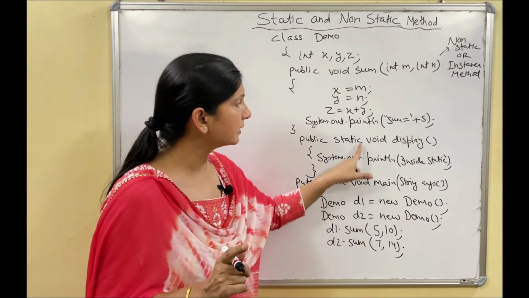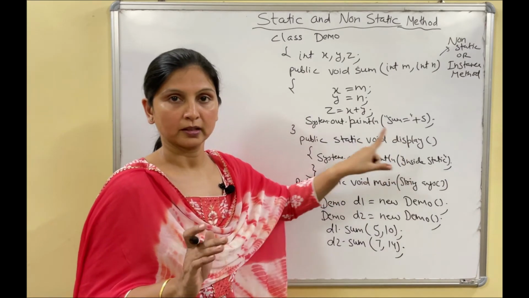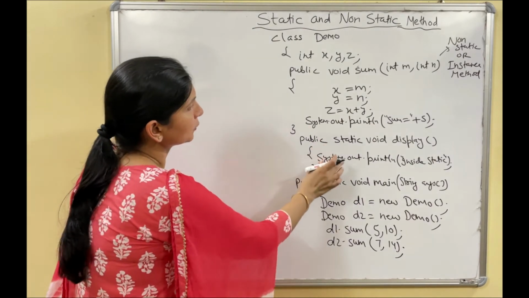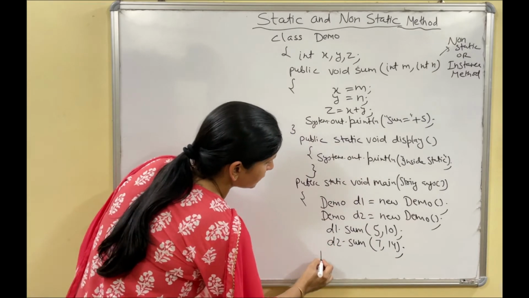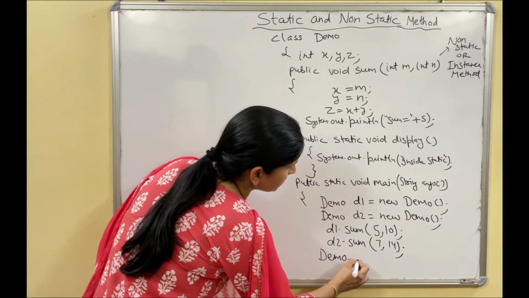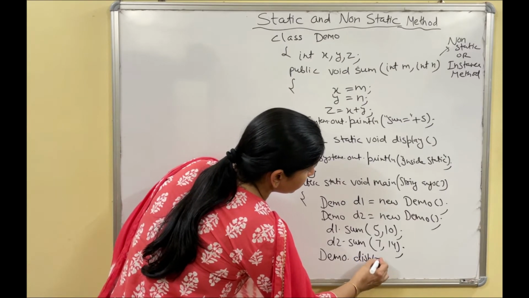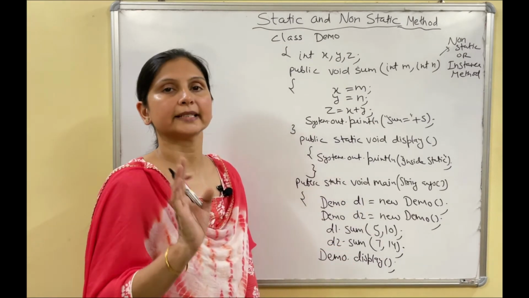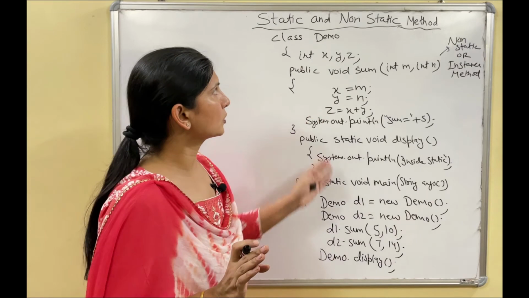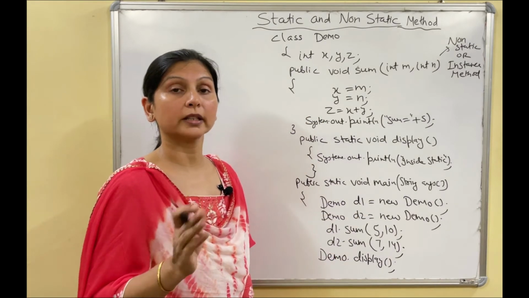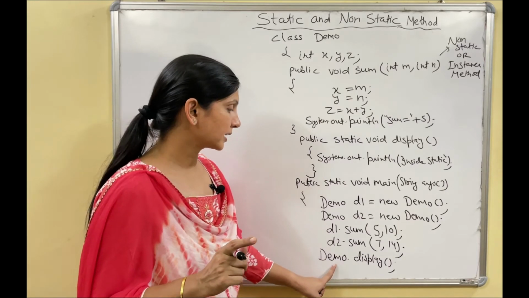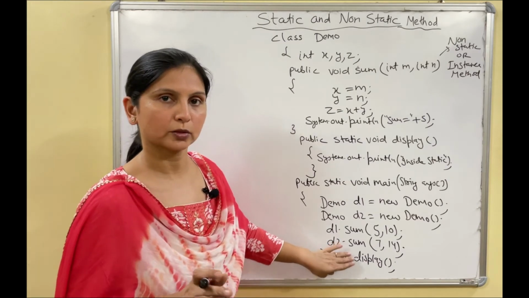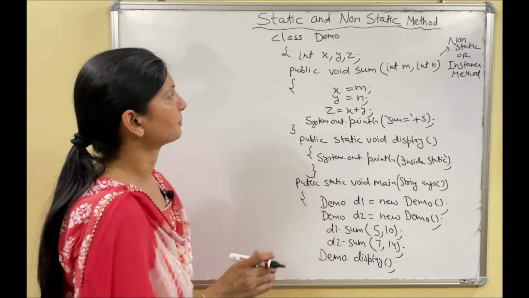So I cannot write here d1.display. No. So how will you invoke? By using the class name. So how will you invoke this display? By using class name: Demo.display. This is correct. Or if you don't write Demo dot, only write display, that is also correct, because there is only one class. If there are more than one class, then in that case you need to write class name dot display. There is only one class, so you can simply write display. That is also correct. So both ways are correct. Fine. Demo.display.